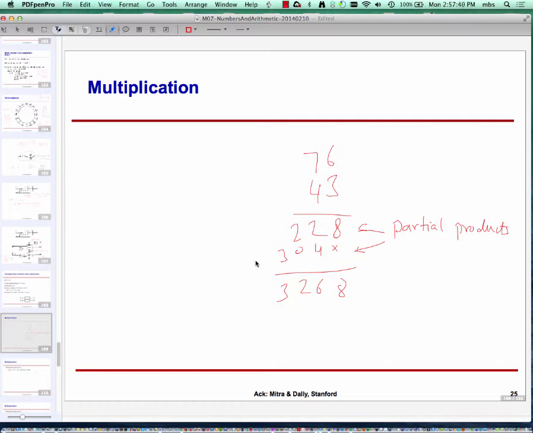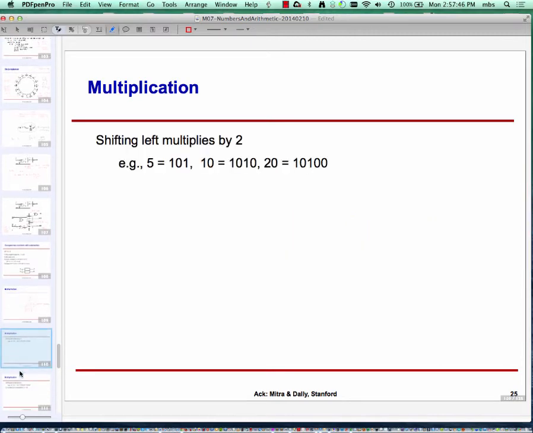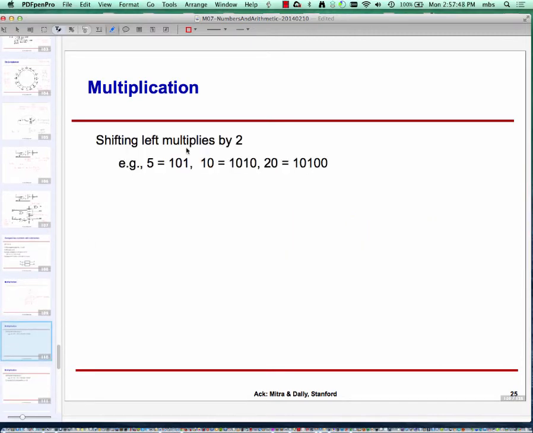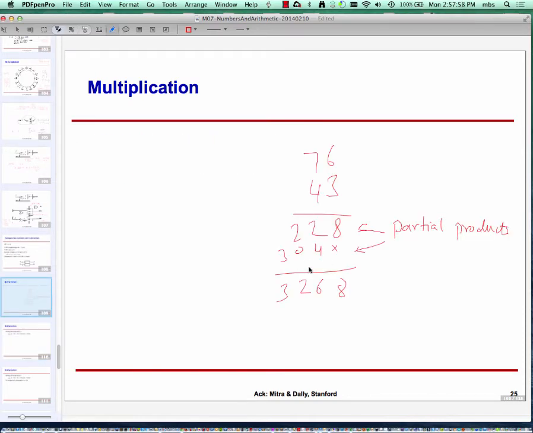But otherwise, the act of multiplication is this: form the partial products, and you add them up. So that's what we are going to do. So first observation, in decimal arithmetic, shifting to the left meant multiplying by 10, right? So going back to the previous slide, this 304 was really 304 shifted left by 1. So it was really 3040.